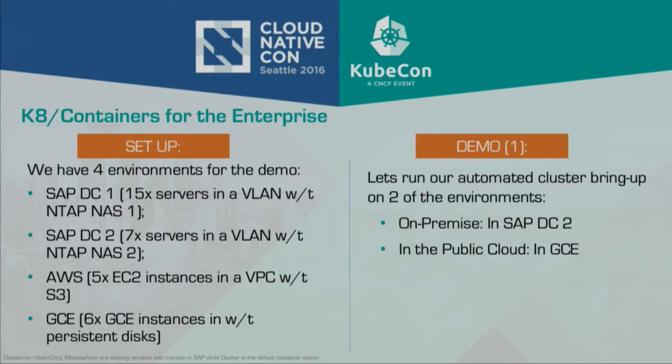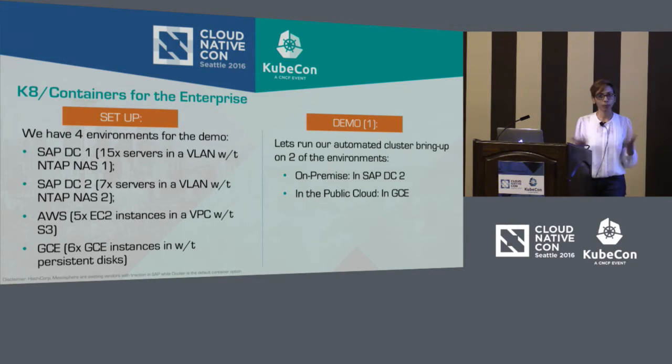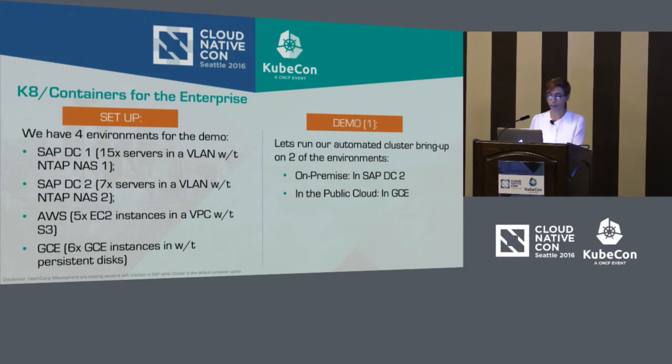One is in Amazon that's running 5 EC2 instances in a VPC along with S3 at the backend, and the other is GCP with 6 instances, all exposing persistent disks. The first demo that we want to show is we have written an Ansible-based simple automation software that basically brings up our overall Kubernetes design on top of any infrastructure. We have already git cloned it, and we're just going to show you the demo as it happens on the public cloud first, and then we'll show it on the SAP data center side.